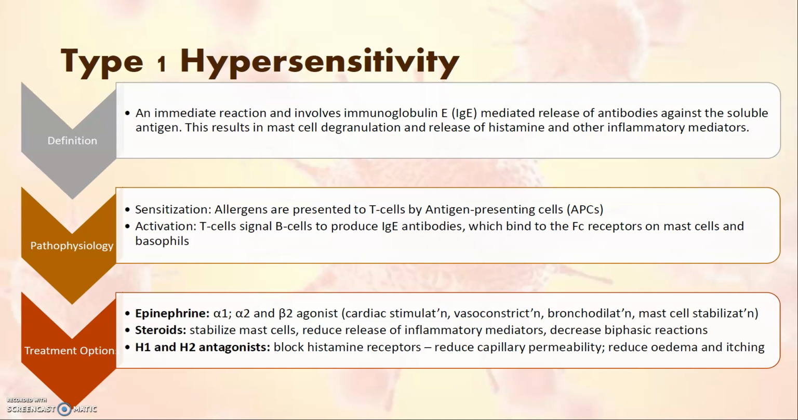So what are the drugs that we can use? Well, epinephrine is really reserved for the anaphylactic type reaction, and it causes alpha-1, alpha-2, and beta-2 agonist effects leading to cardiac stimulation, vasoconstriction, bronchodilation, and mast cell stabilization. Steroids typically stabilize the mast cell and reduce the release of inflammatory factors, decreasing biphasic and delayed reactions, whereas the H1 and H2 antagonists block histamine receptors and reduce the effects of histamine, causing reduced capillary permeability, reduced edema, and reduced itching.